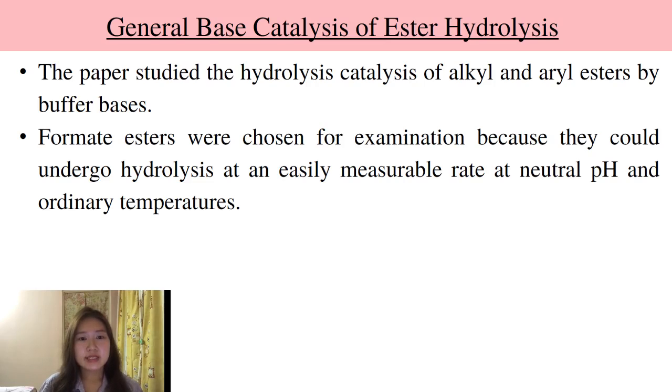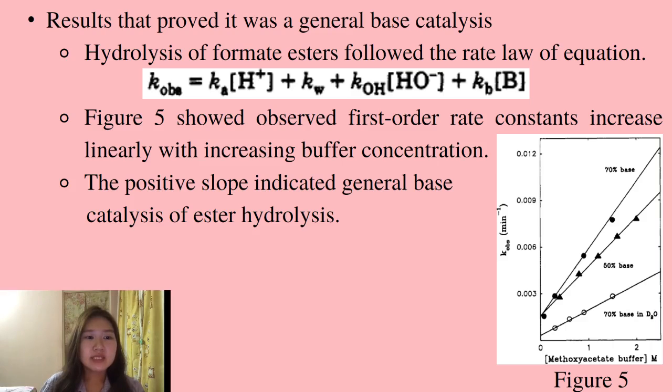General base catalysis of ester hydrolysis. The paper studied the hydrolysis catalysis of alkyl and aryl esters by buffer bases. Formic esters were chosen for examination because they could undergo hydrolysis at an easily measurable rate at neutral pH and ordinary temperature. The results are that hydrolysis of formic esters follows the rate law of the equation below.